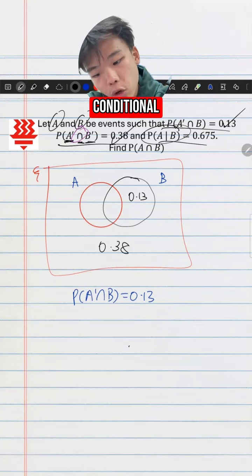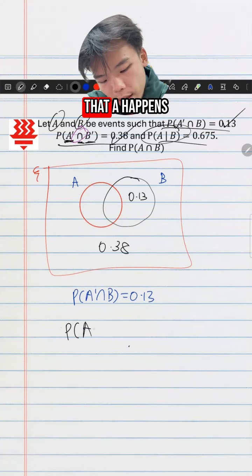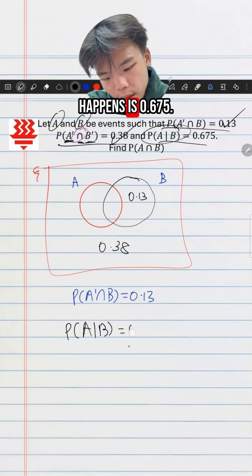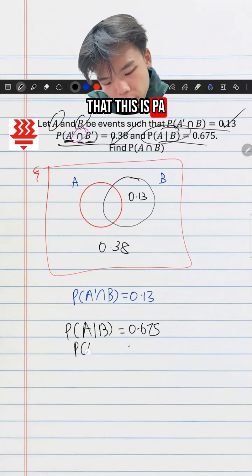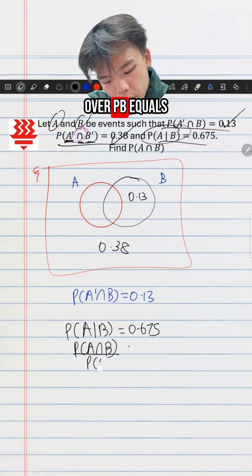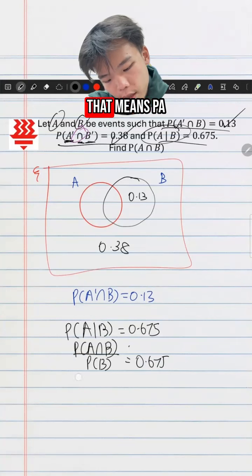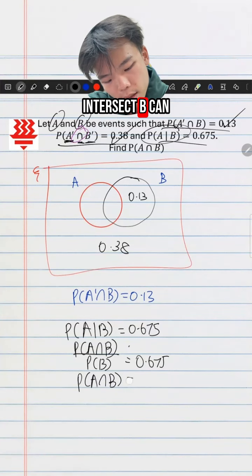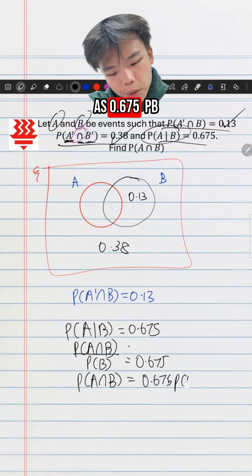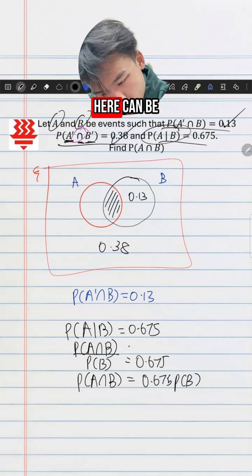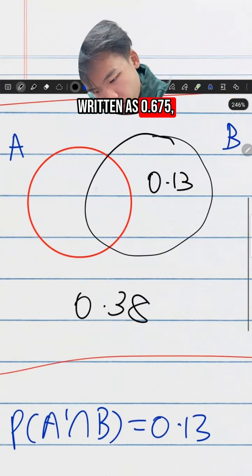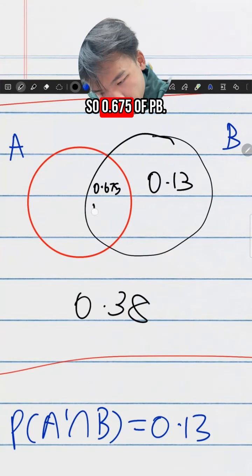And lastly, we have this conditional probability. The probability that A happens given that B happens is 0.675. And we know that this is P(A intersect B) over P(B) equals 0.675. That means P(A intersect B) can be expressed as 0.675 P(B). So this region over here can be written as 0.675 of P(B).